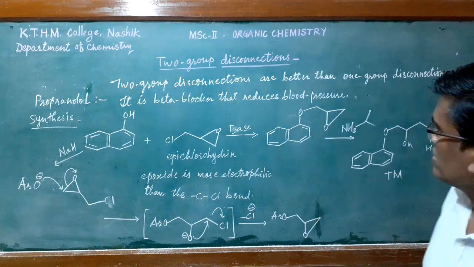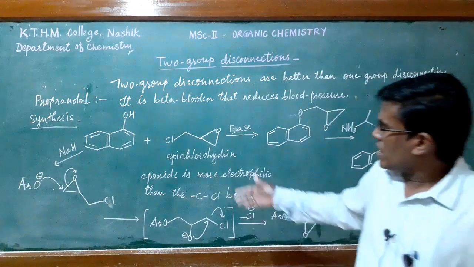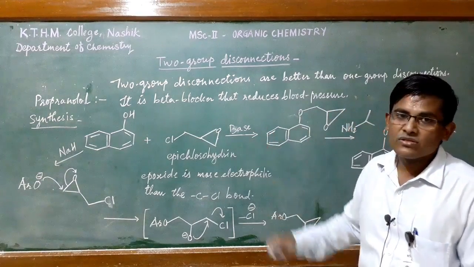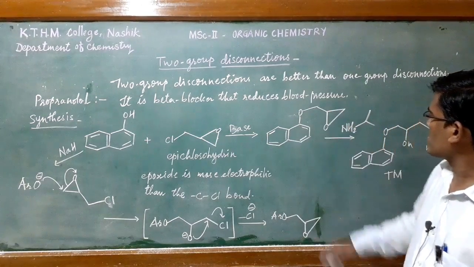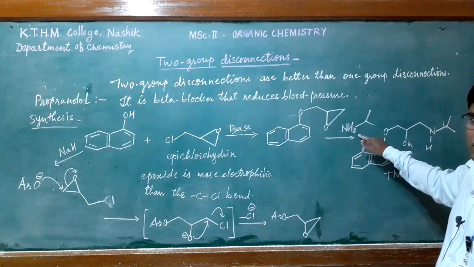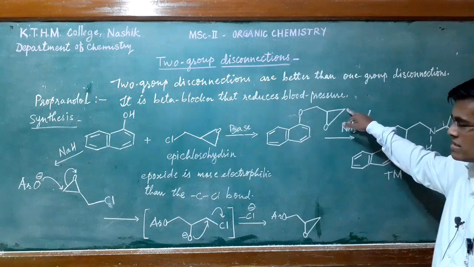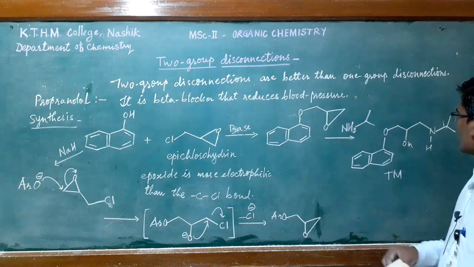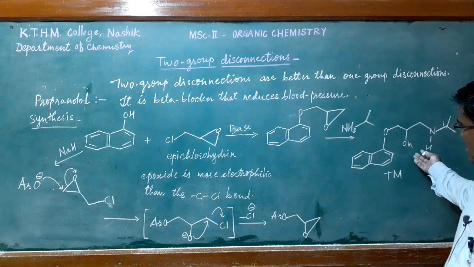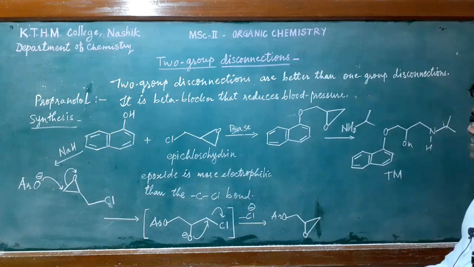So what we have done, the alpha naphthol reacted with this epichlorohydrin in the presence of base, so you will get this epoxide, and this epoxide will be treated with this primary amine. So the amino group will attack at this less hindered site, so it will open. So we will end up with our target molecule. Okay.